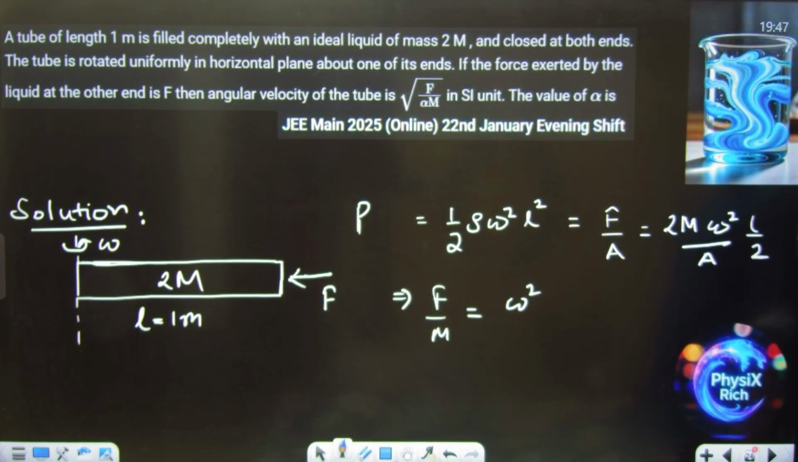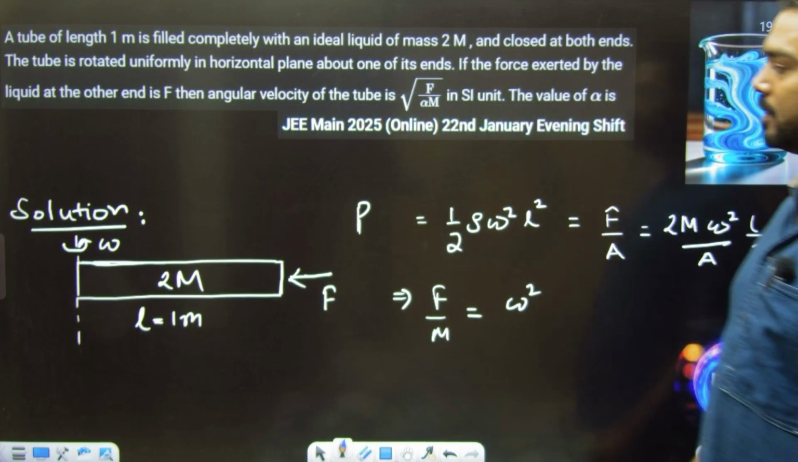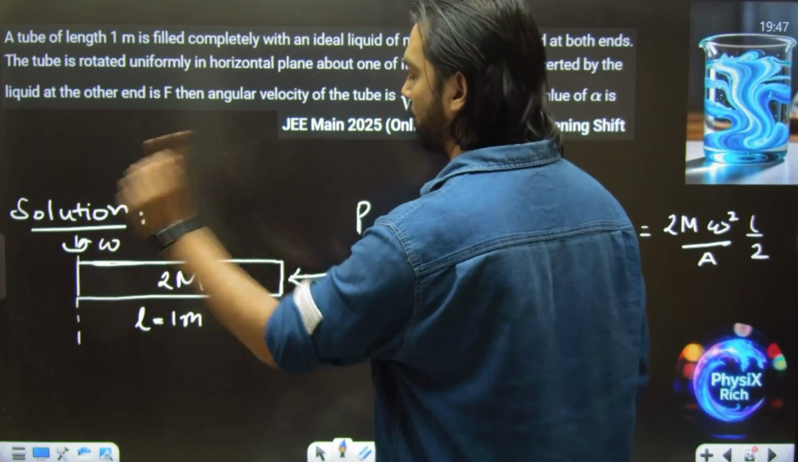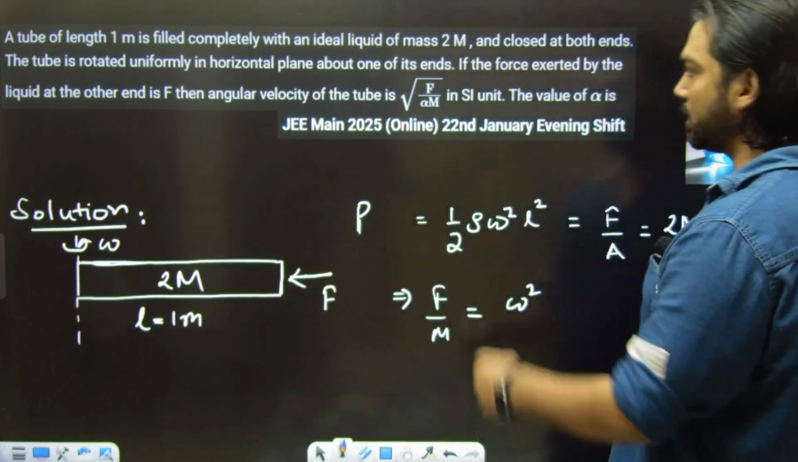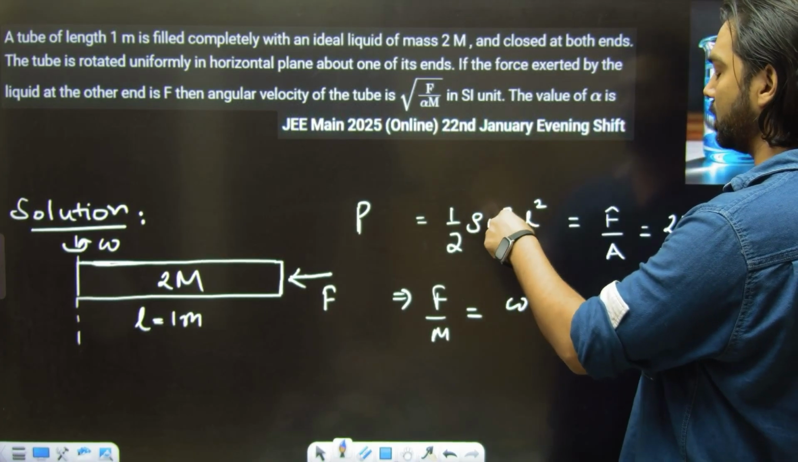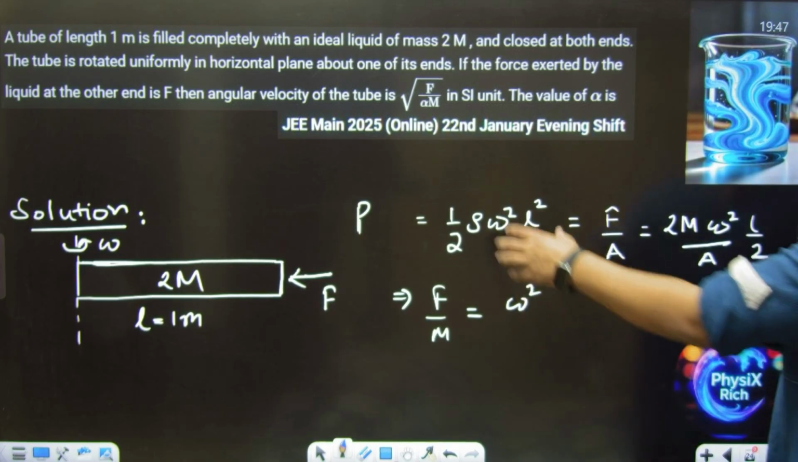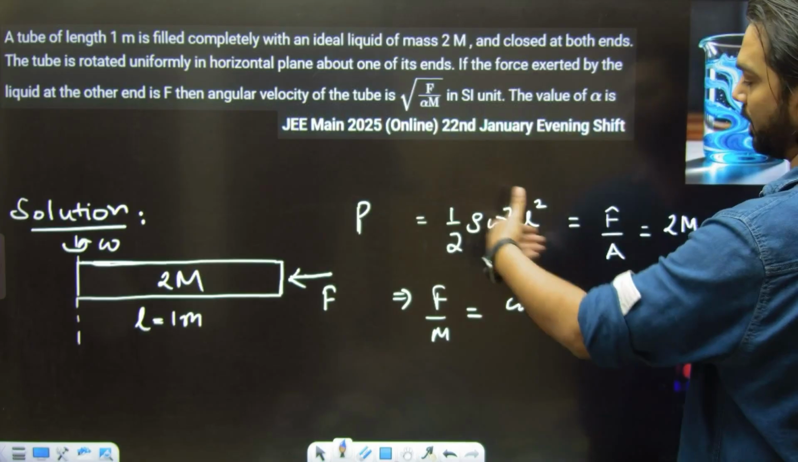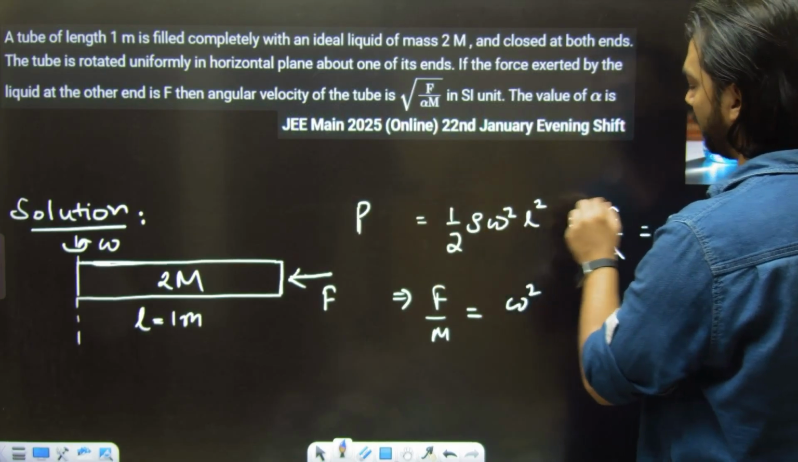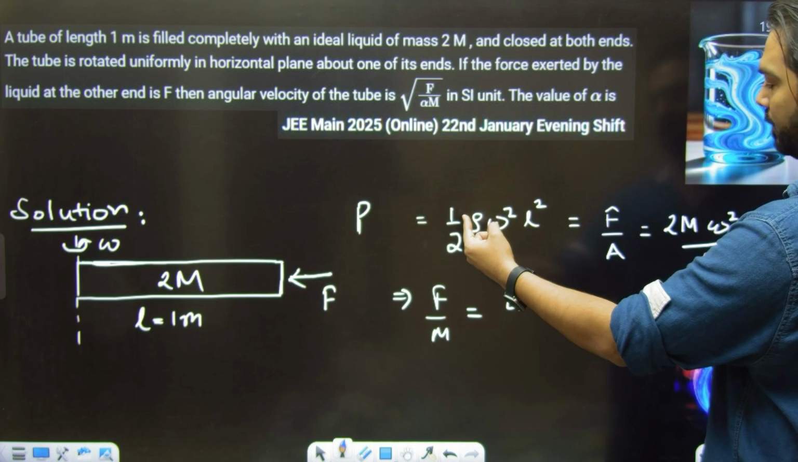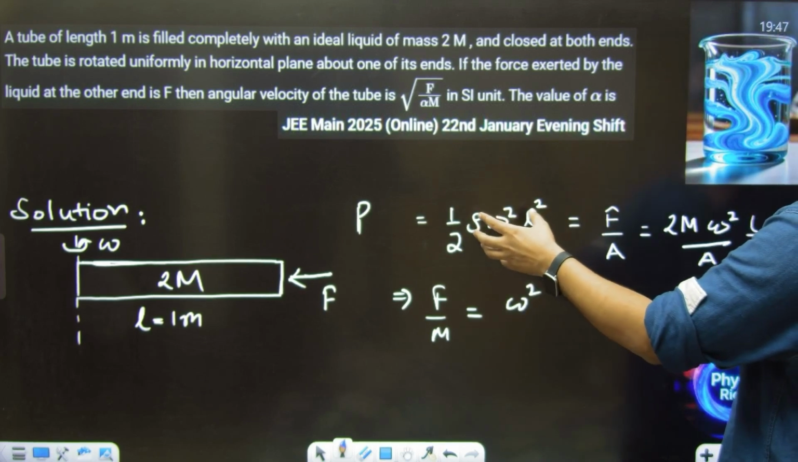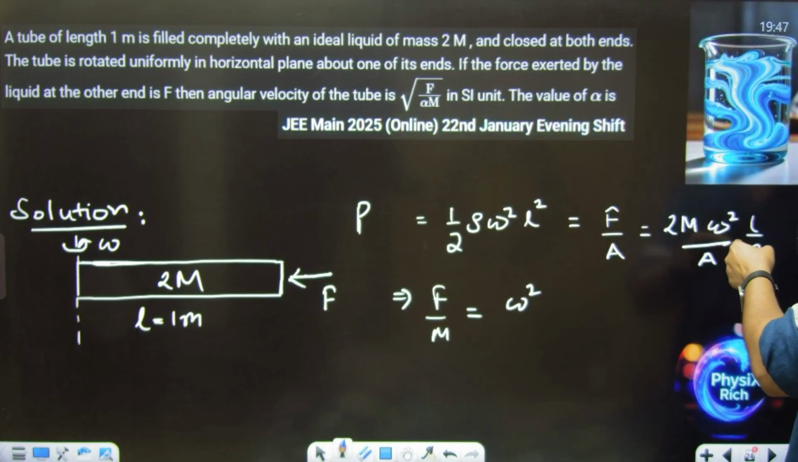So what can you do? You can simply say that this force is responsible for making it rotate. And what is the pressure over here? The pressure is just simply going to be half rho omega square L square. Now you can take this force, which is going to be the pressure multiplied by area. Pressure is half rho omega square L square, force will be this multiplied by the area. This force is going to give you the centripetal acceleration.